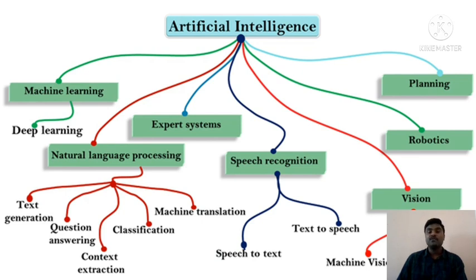Then the fifth branch of artificial intelligence is vision. Human vision is amazingly beautiful and complex, and we humans have a visual system.